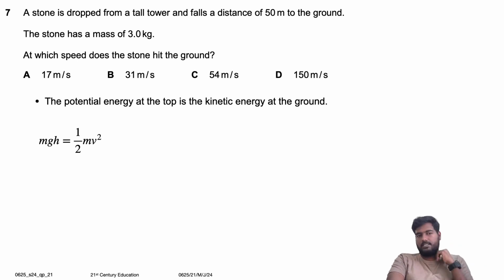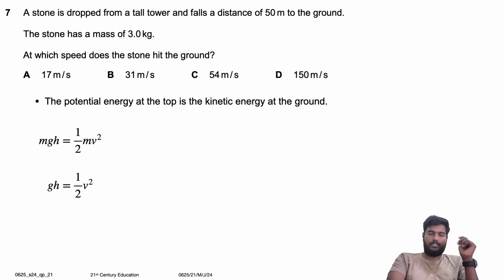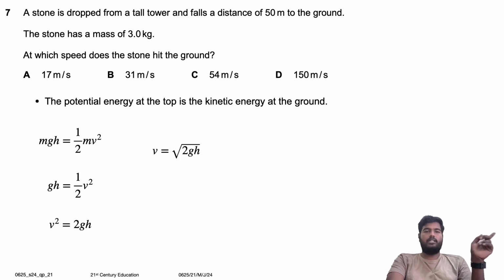We can cancel out mass. gh is half v square. We want v. So we have to rewrite this equation for v square and then take the square root. v is square root of 2gh. Rest is simple. g is 1.8 and h is 50.